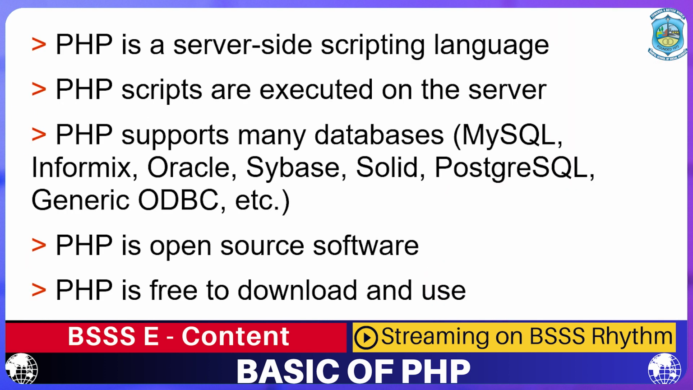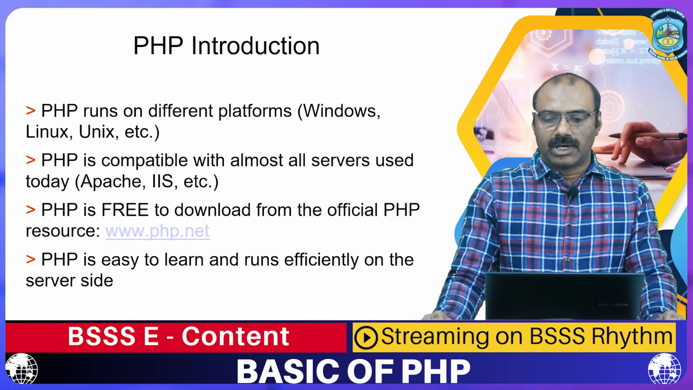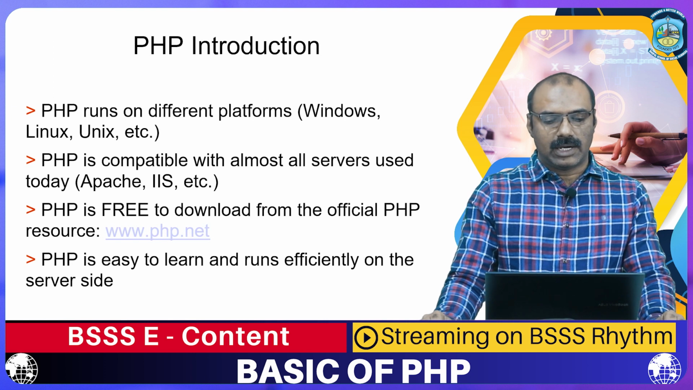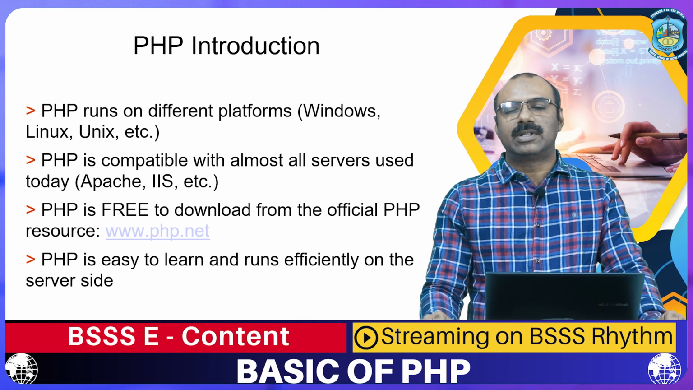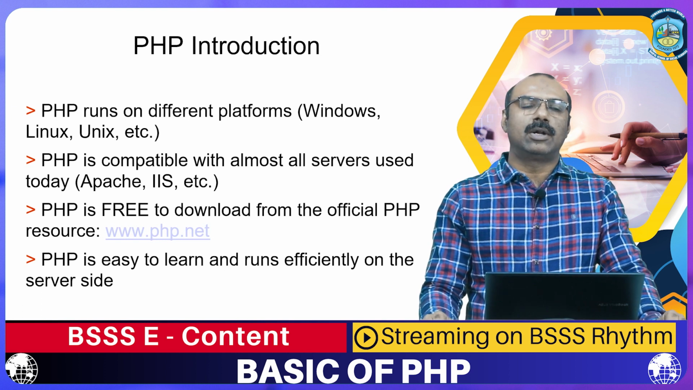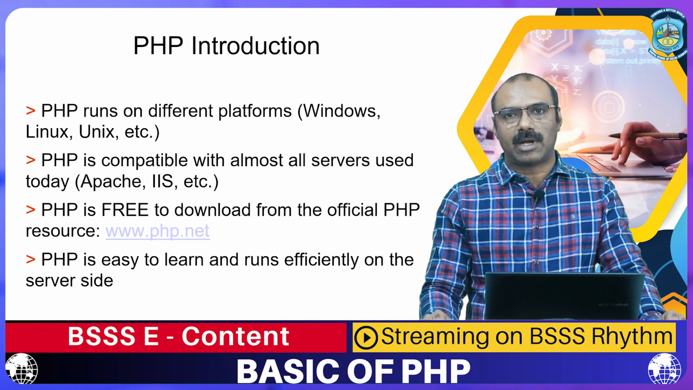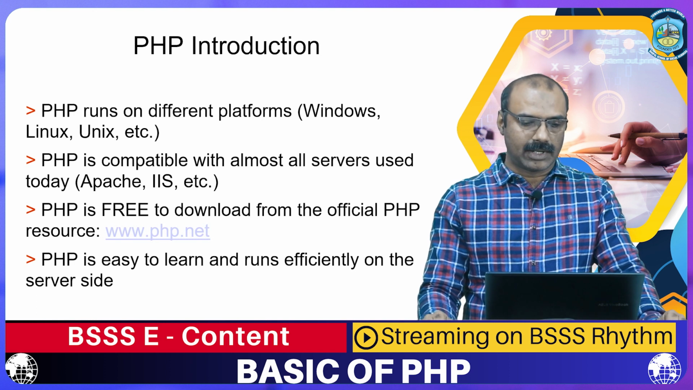The next point is that PHP is open source software. We already know the meaning of open source. We need not purchase any license for it. It is freely available on the website. We can download either WAMP or XAMPP, through which we can execute our PHP code. PHP runs on different platforms like Windows, Linux, Unix, etc. So it is not platform dependent. Once it is created, it can be executed on any machine.